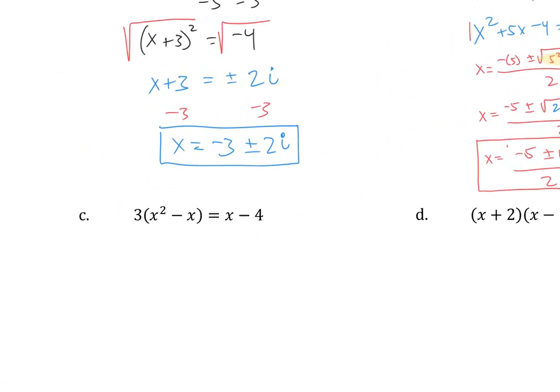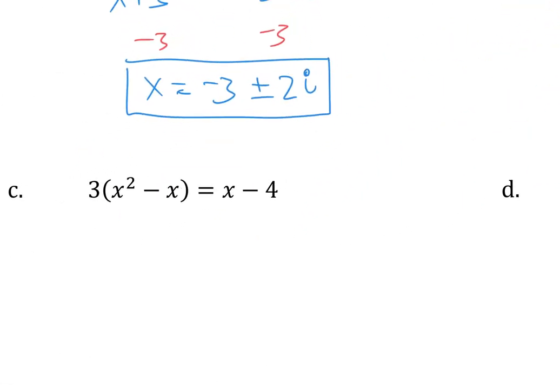Moving on. All right. This got a bunch of stuff going on. We're going to need to just clean it up and set it equal to 0. So distribute that 3 and let's move everything over. Let's subtract x from both sides and add 4.